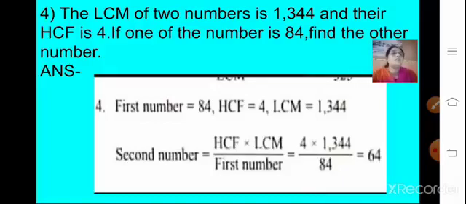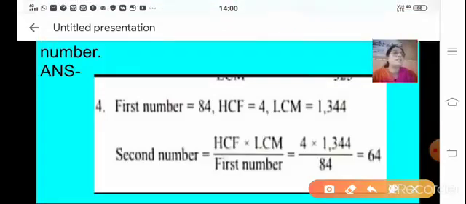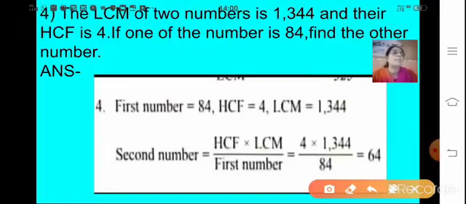So HCF is 4 into 1344 divided by your first number, that is, the one of the numbers given, 84. Here also you can use the cancellation method, you can just cancel it, or what you can do is multiply these two numbers and then divide by 84. That is using the cancellation method.